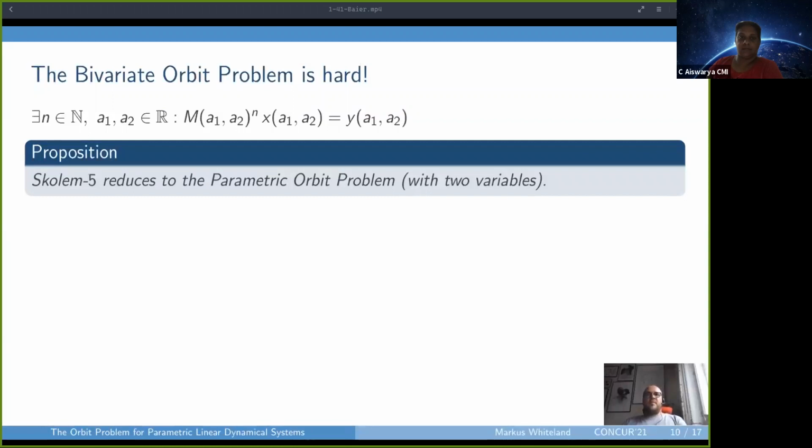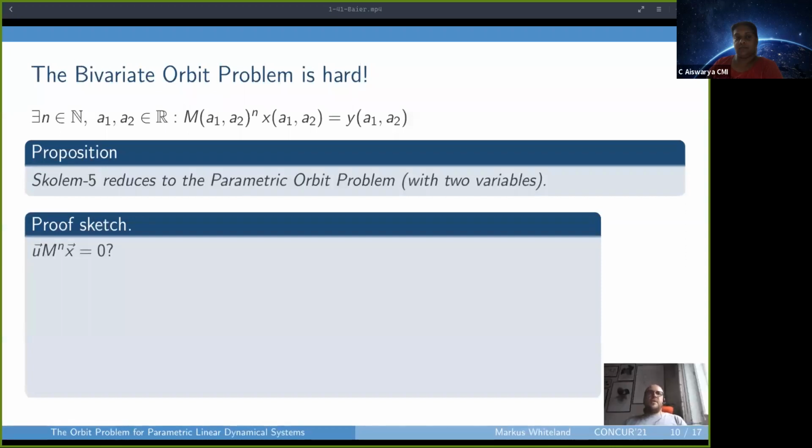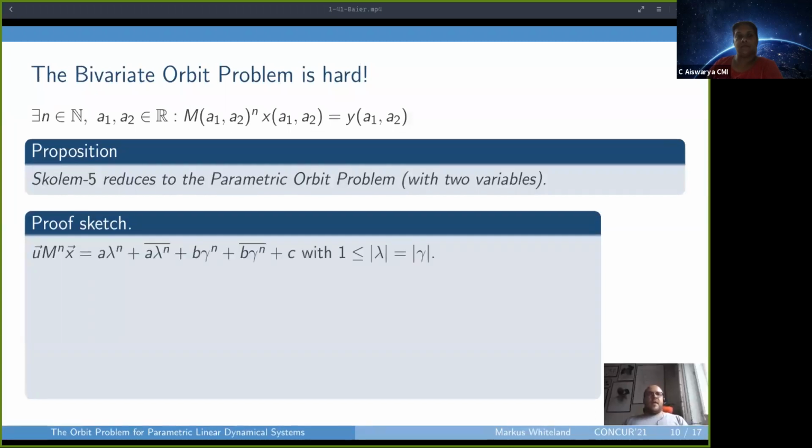Now that we know what the Skolem problem is all about, I will sketch the hardness proof for the parametric orbit problem. Recall that for two parameters, the problem is to decide whether there exist values of parameters a1 and a2 such that the induced target vector is in the orbit of the induced dynamical system. We show that if one can solve the bivariate orbit problem, then one can solve Skolem's problem for dimension 5. Recall again that the Skolem problem asks, given vectors u and x and a matrix M, whether there exists n such that u times M to the n of x equals 0.